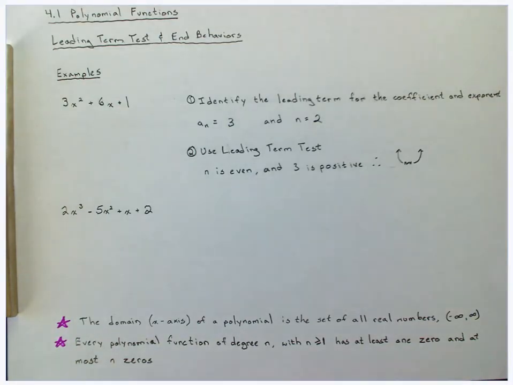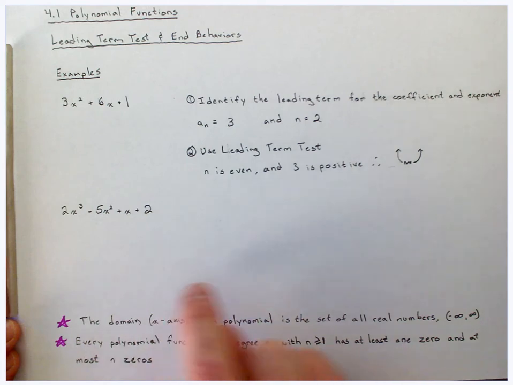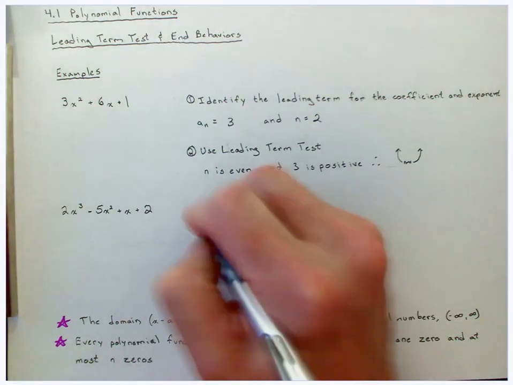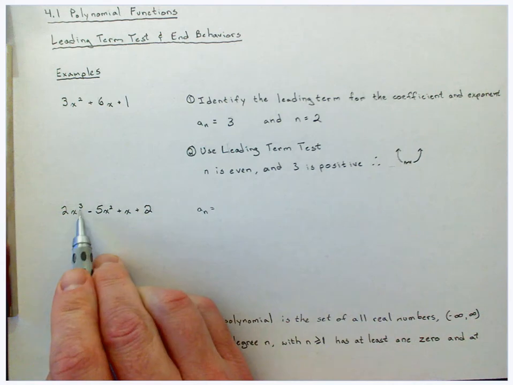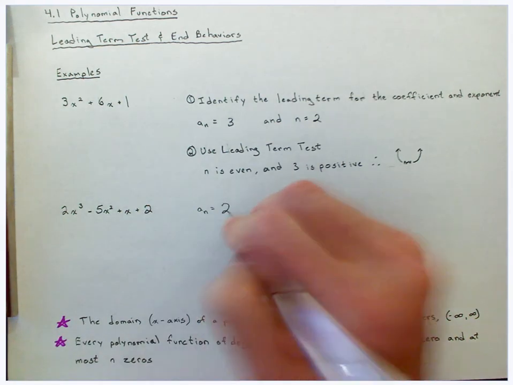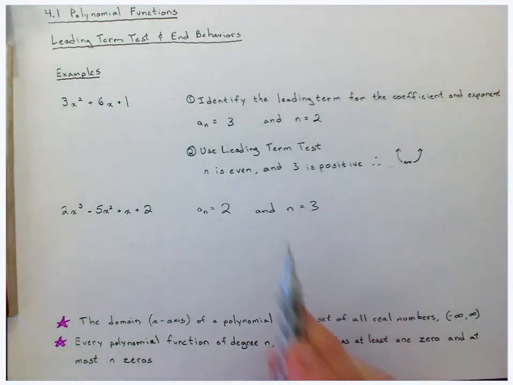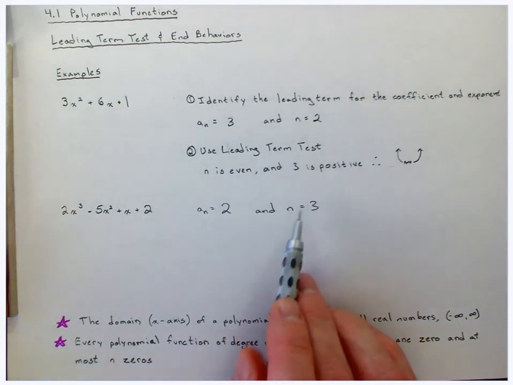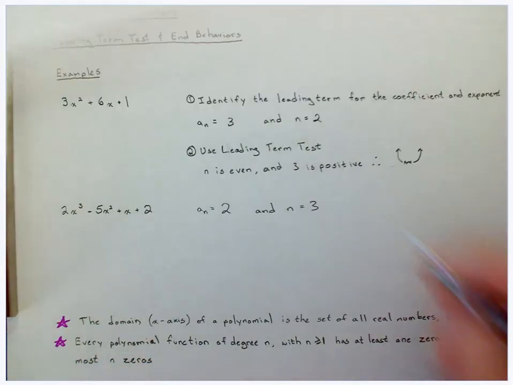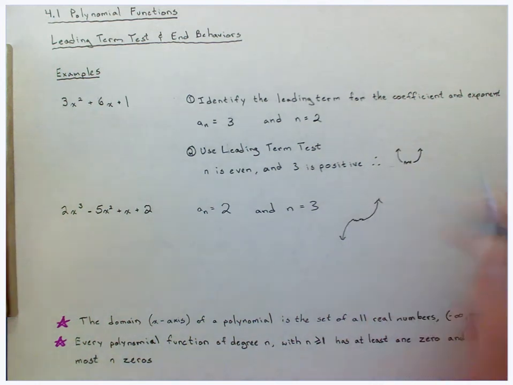Okay. Pause the video and see if you can determine what this graph is going to look like for its end behaviors. Okay, first thing to do is identify the leading term. So a sub n, well, x cubed is my highest power, so that's the degree. My leading coefficient for that term is 2, and my exponential power is 3. So I have a positive a sub n and an odd power. Positive a sub n, odd power, so that is how my graph is going to look. It is going to do something like that.